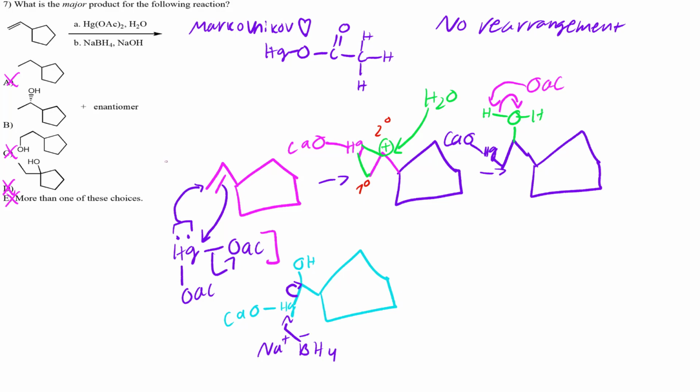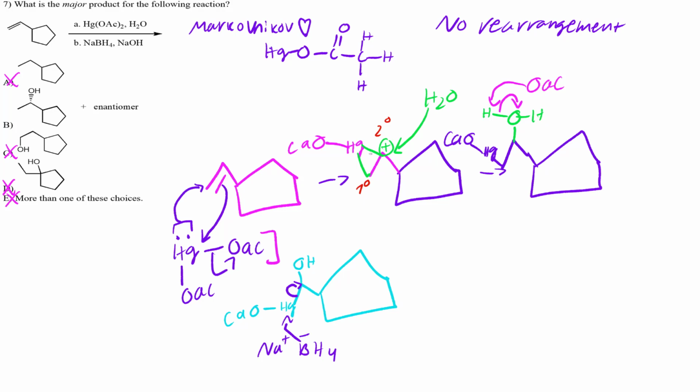Okay, so let's go over it again. First of all, the mercury attacks this double bond. It attacks where the most hydrogens are. We have two hydrogens right there and only one hydrogen right there. So the lone pair on the mercury attacks the CH2, and likewise the double bond attacks the mercury. After it gets attacked, it shoots off an OAc. The mercury is attached to this carbon, and it's attached to this carbon.